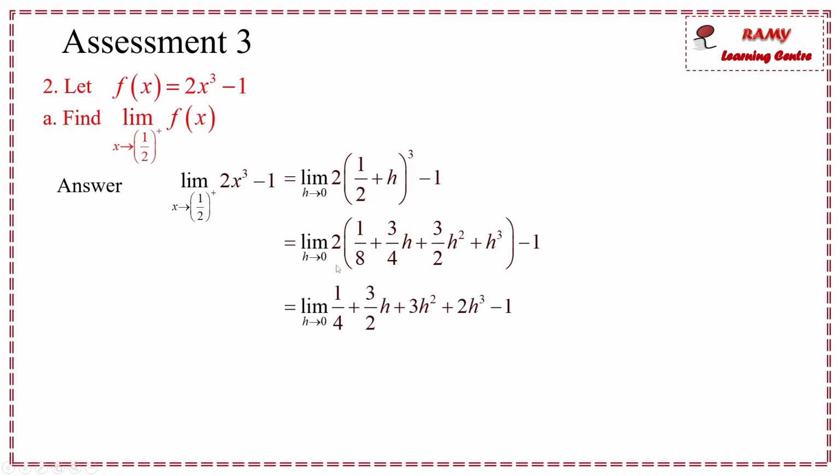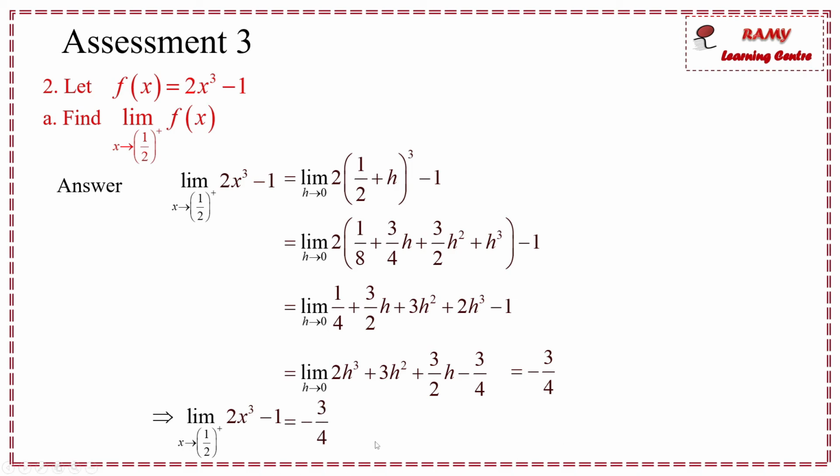Now when you multiply 2 with the bracket and simplify this further, we get 1 by 4 minus 1 is minus 3 by 4. Now substitute the value h is equal to 0 and you get the value minus 3 by 4. This implies that limit x tending to half plus of 2x cube minus 1 is equal to minus 3 by 4.